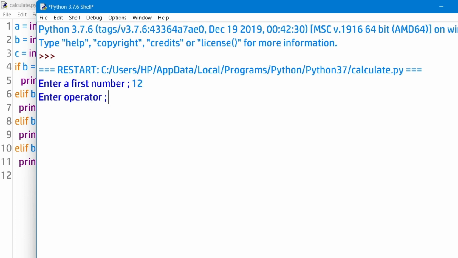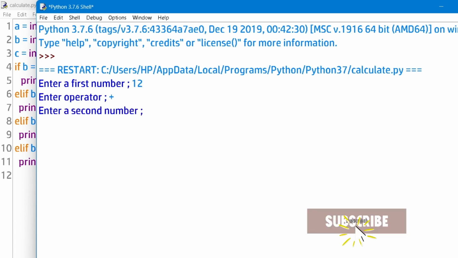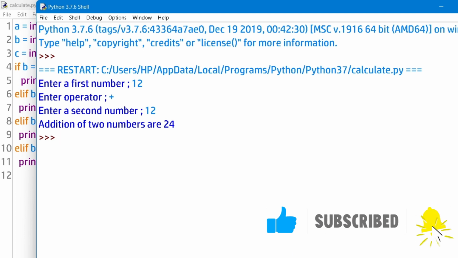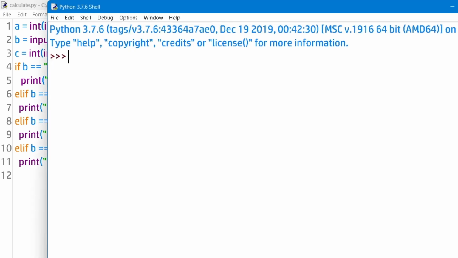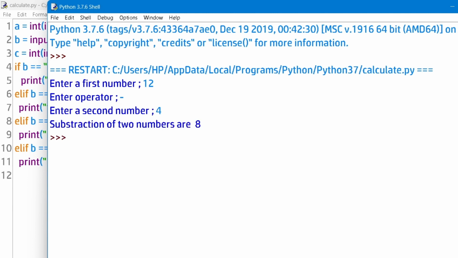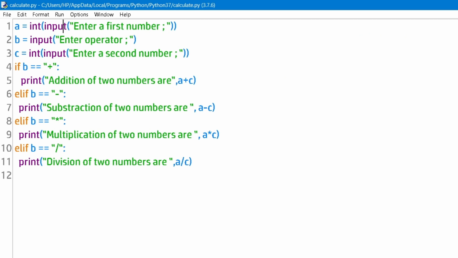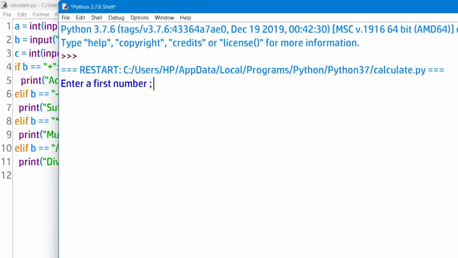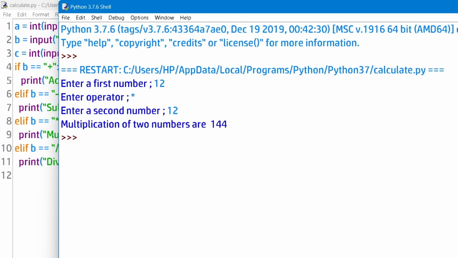Now 12 plus 12. Addition of two numbers is 24. Addition is running successfully. Now we will do 12 minus 4. Subtraction of two numbers is 8. Subtraction is running successfully. Then 12 multiply 12. Multiplication of two numbers is 144. That is correct.